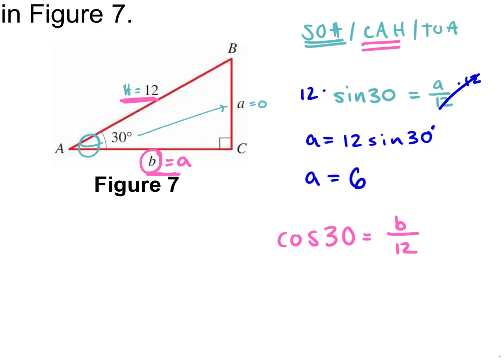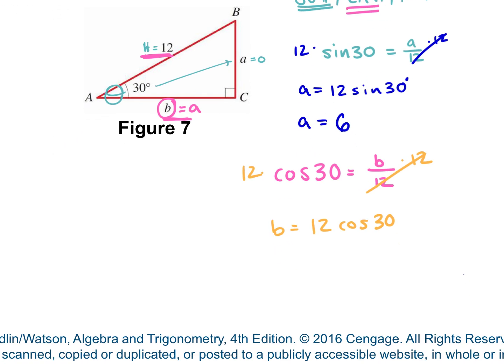Same thing we did in the last question. How do we get B all by itself? Multiply 12 on both sides. So we get B equals 12 times cosine of 30. Let's put this into our calculator. 12 times cosine of 30. That gives us B is equal to 10.392. We'll just round to 3 decimal places. So we solved for A and we solved for B.